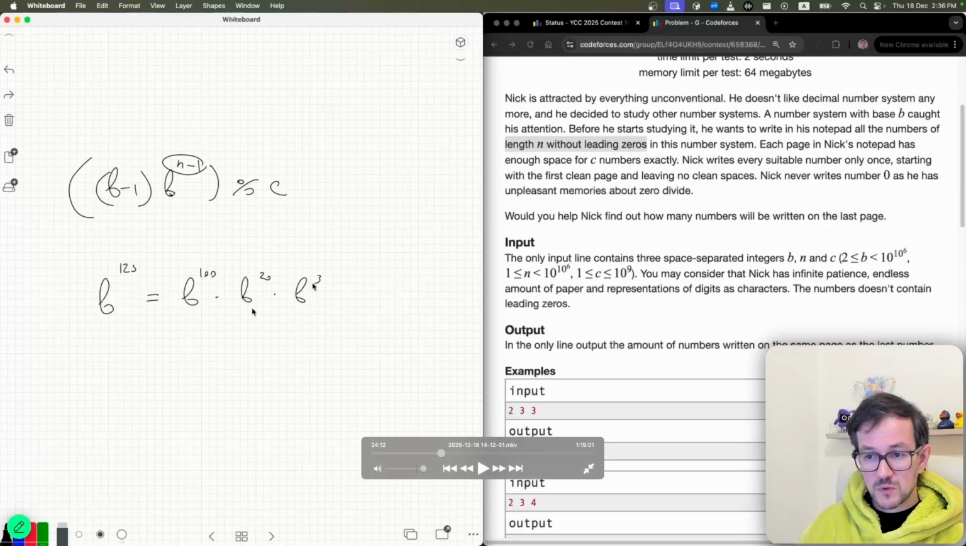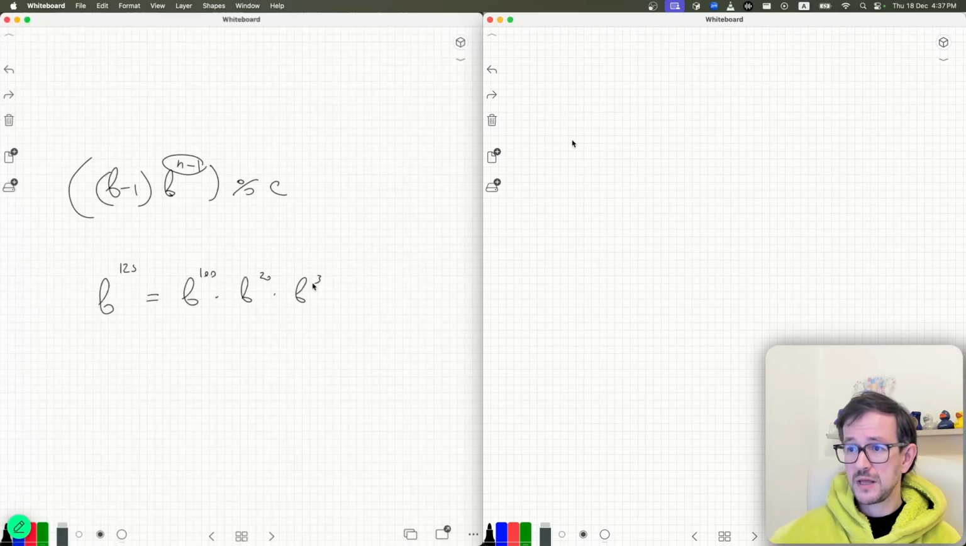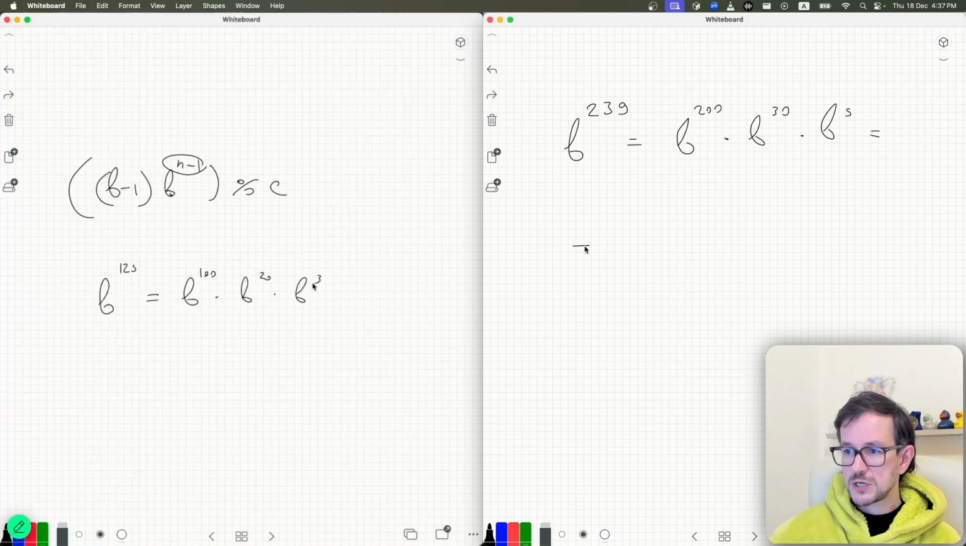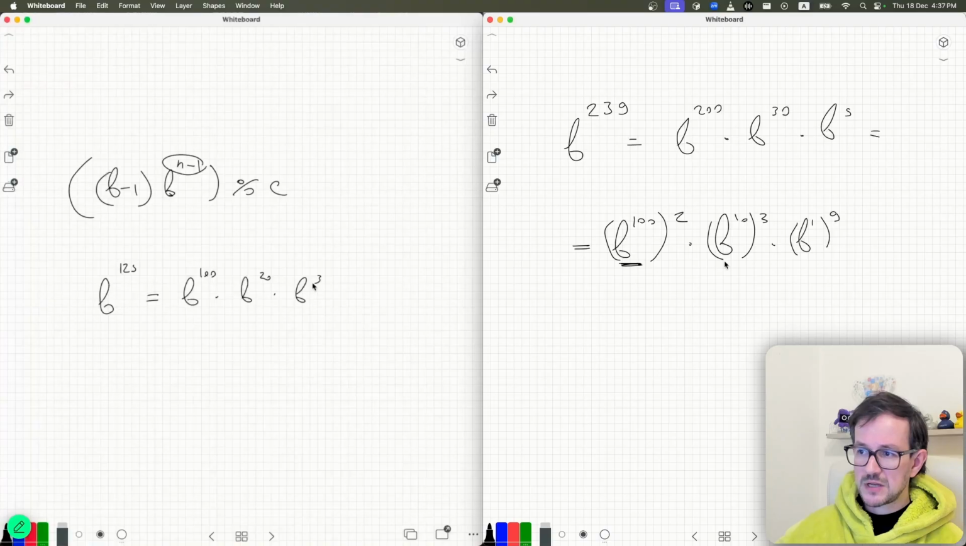So I calculate b. Let me write. What is the idea? You need to calculate b power 239. So we split it into b power 200 multiplied by b power 30 multiplied by b power 9. And then I will just write it like this: b power 100 square multiplied by b power 10 power 3 multiplied by b power 1 power 9. So I will calculate these numbers easily.